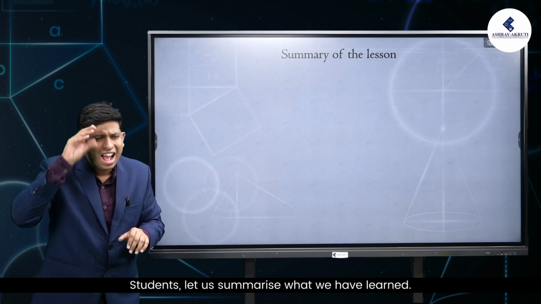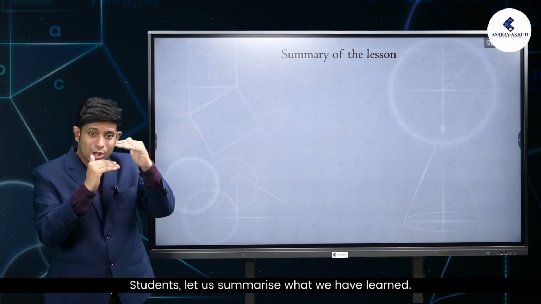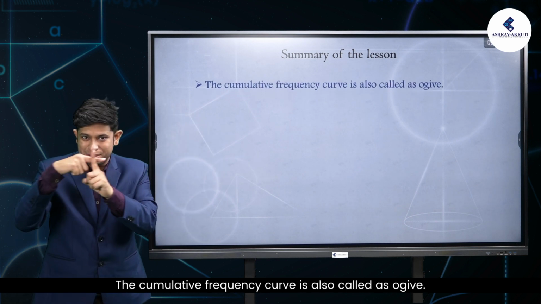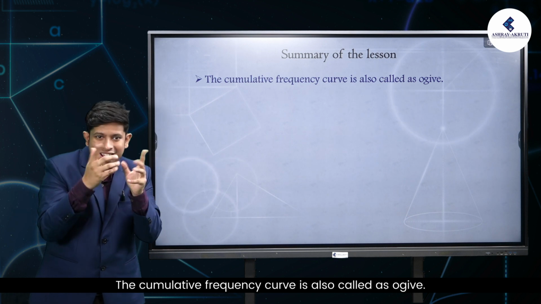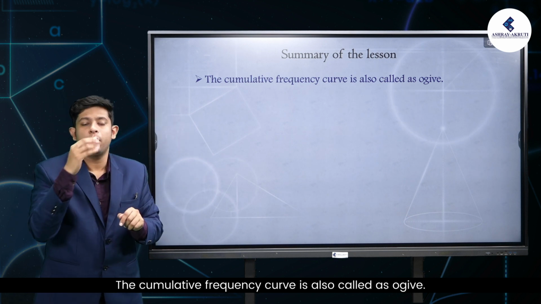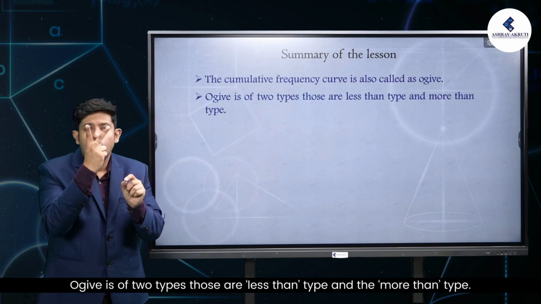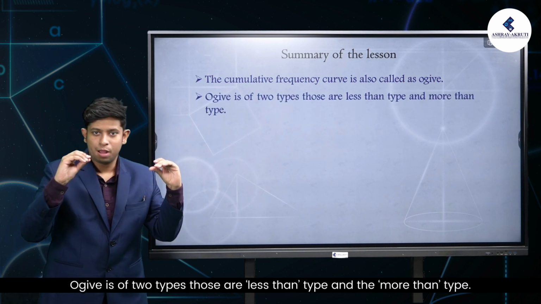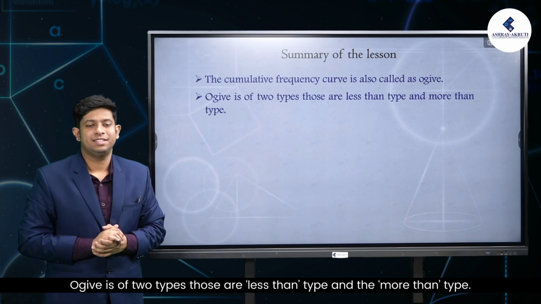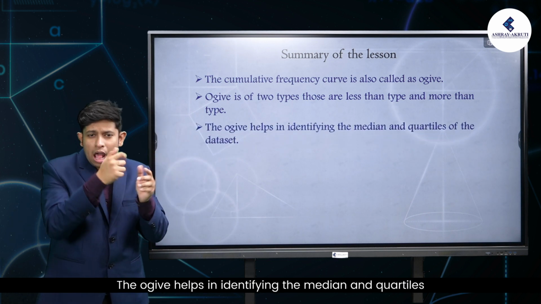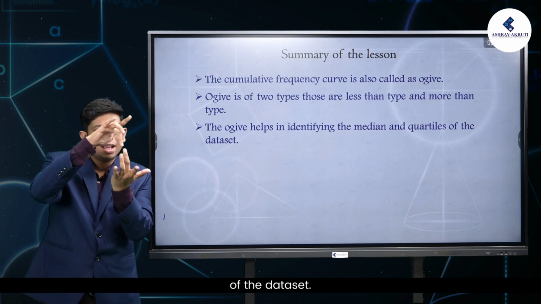Students, let us summarize what we have learned. The cumulative frequency curve is also called an ogive. Ogive is of two types. Those are less than type and more than type. The ogive helps in identifying the median and quartiles of the data set.